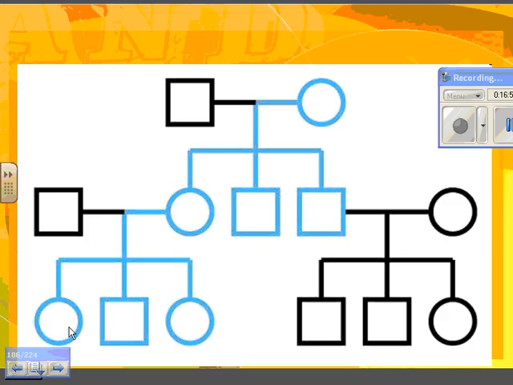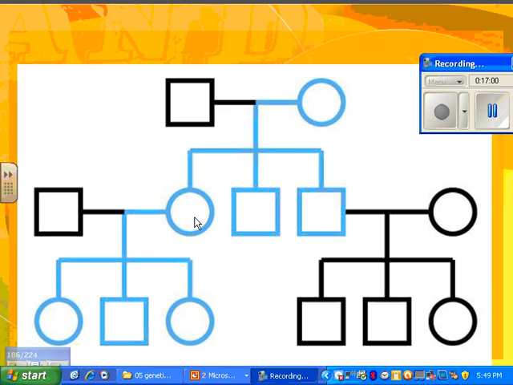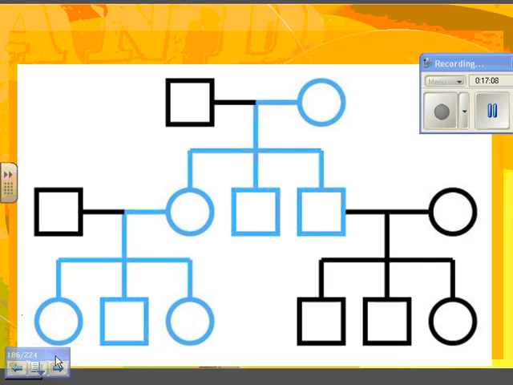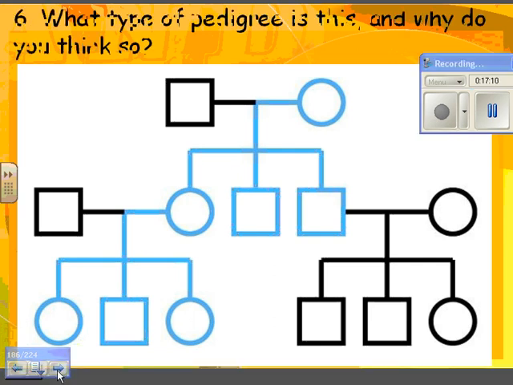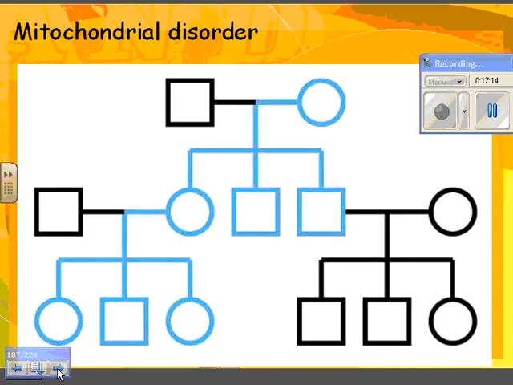Here's a really cool one, and I think it's probably too complex to be on an MCAS. But here's a girl or woman, and all of her kids have the disorder. And here's a guy, and none of his kids have it. And here's a woman, and all of her kids have it. So this one is kind of funky, huh? This one is mitochondrial. So what type of pedigree is it? It is a mitochondrial disorder. Interesting, huh?